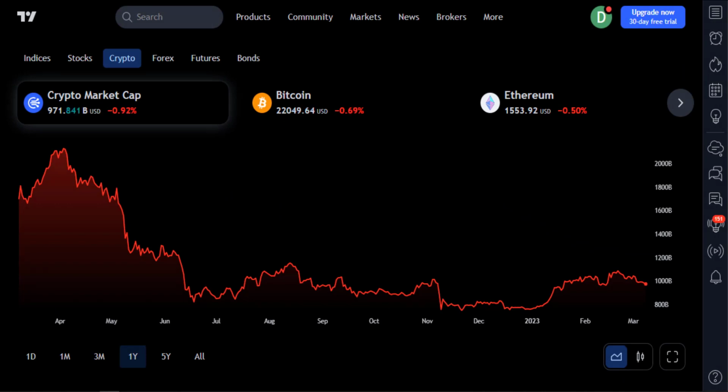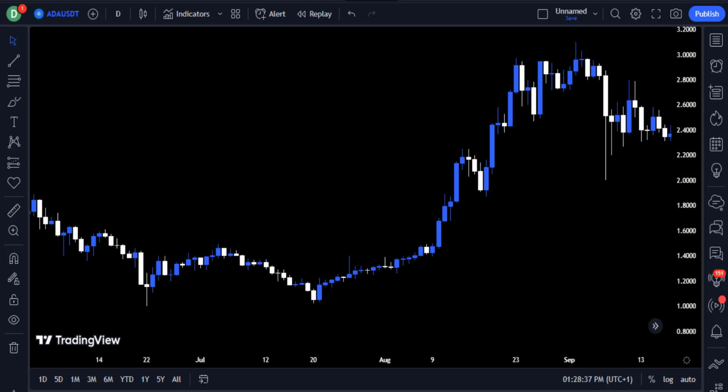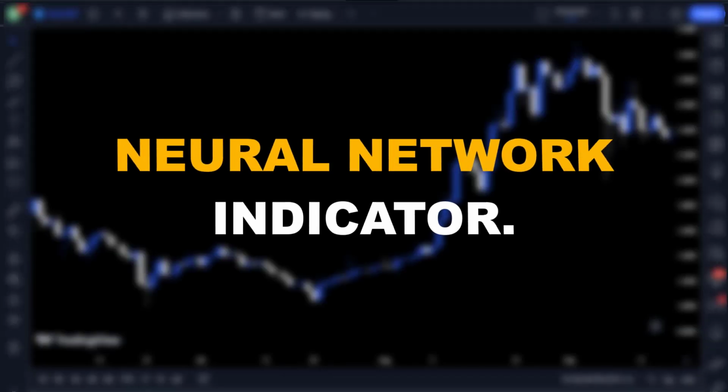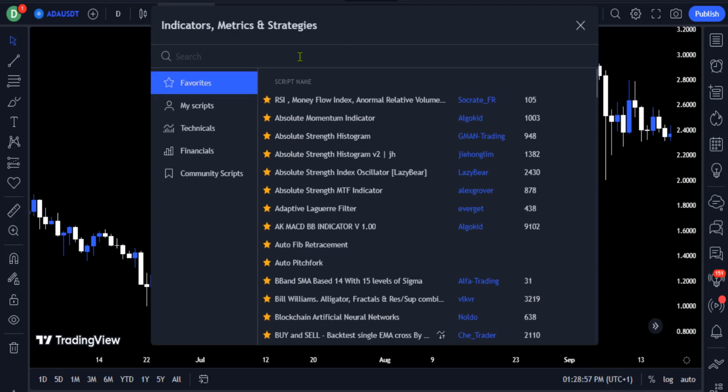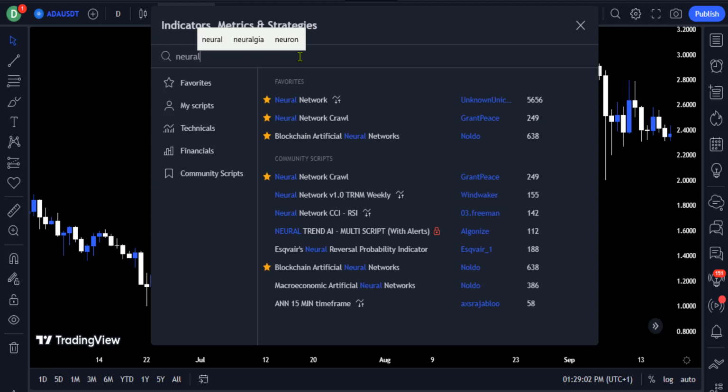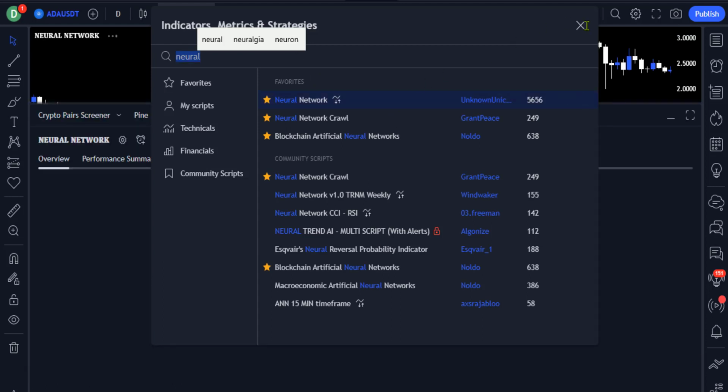So head on over to Tradingview.com. Again, these indicators are completely free on Tradingview and do not require a premium Tradingview plan. Now the first indicator is this tool called a neural network indicator. To add this wonderful indicator to our chart, we click on the indicators tab here and we search the neural network. You are going to add this one, which is written by this guy named Unknown Unicorn.